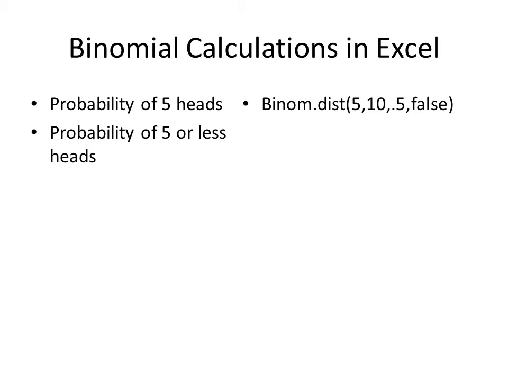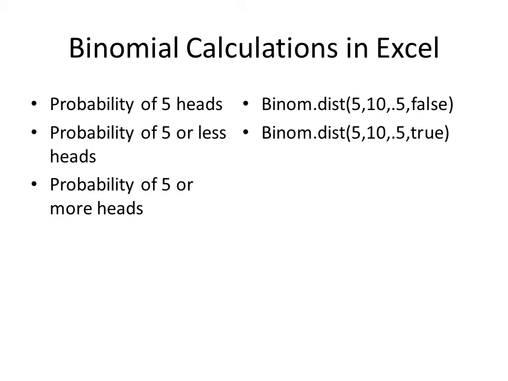Now here's one that's cumulative. Notice the difference between the two. Here's the number of heads you want, the number of trials, and your probability of success, but this time we say true because we want it to be cumulative. The one up here we said false.